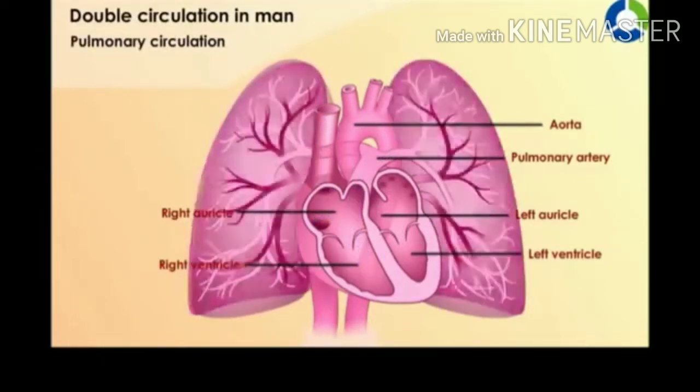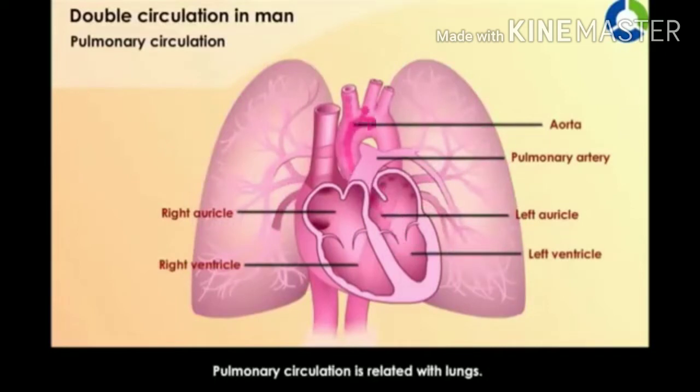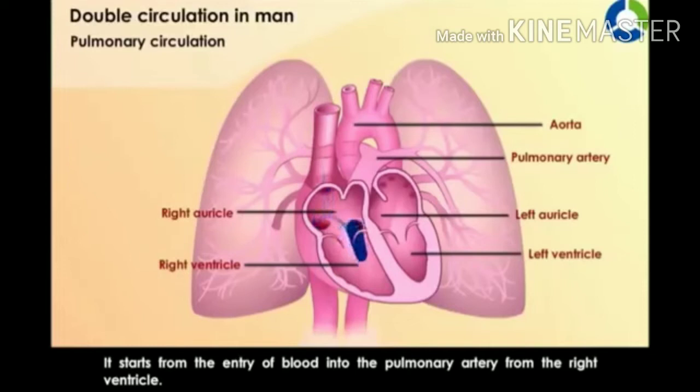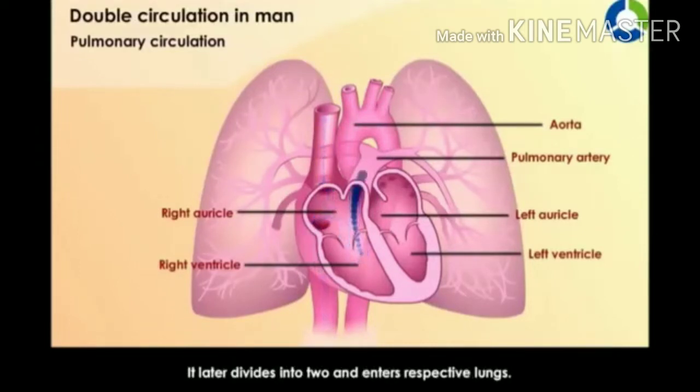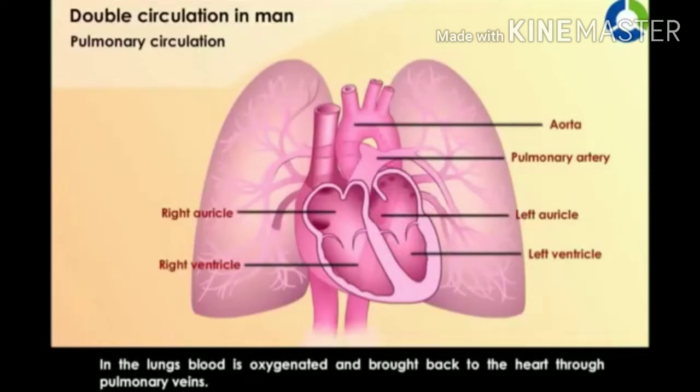Pulmonary circulation. Pulmonary circulation is related with lungs. It starts from the entry of blood into the pulmonary artery from the right ventricle. It later divides into two and enters the respective lungs. In the lungs, blood is oxygenated and brought back to the heart through pulmonary veins.